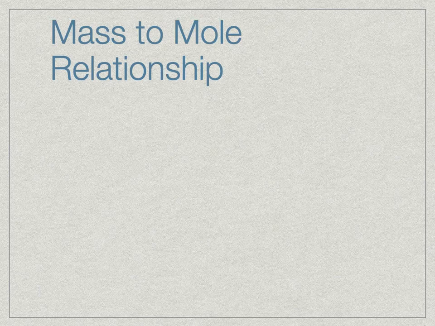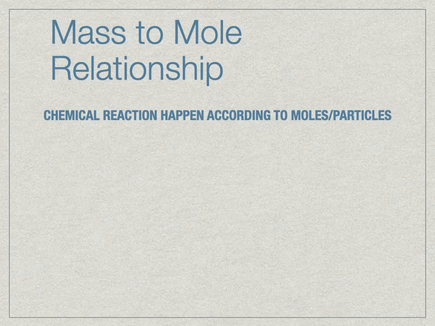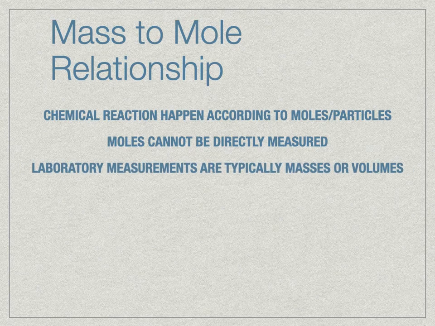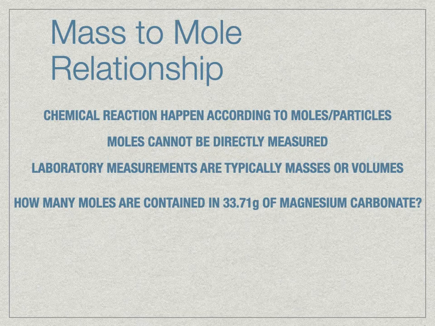We're going to start with the mass to mole relationship and how we're going to use these. And again, chemical reactions happen at the mole and particle level, but moles cannot be directly measured or observed. So typically we're going to go about measuring things using masses or volumes. And so here's how that might go. If you were going to do a reaction with magnesium carbonate, how many moles or how many particles would you be reacting if you had 33.7 grams of magnesium carbonate?